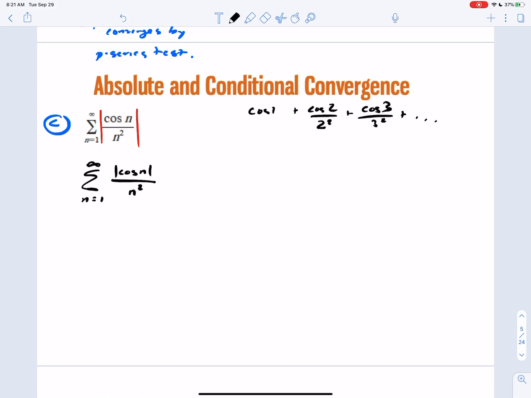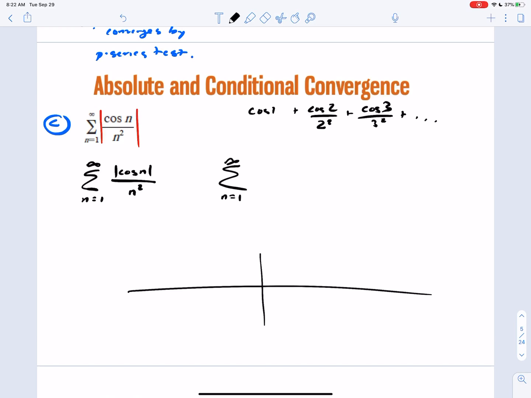What you guys got to do here now is, this does not look like any basic test that we can run. So we have to compare it to something. Think about what you would compare it to, and then write it over here. This one tends to be a little bit challenging because you don't get to see cosine too often, but think of it this way.